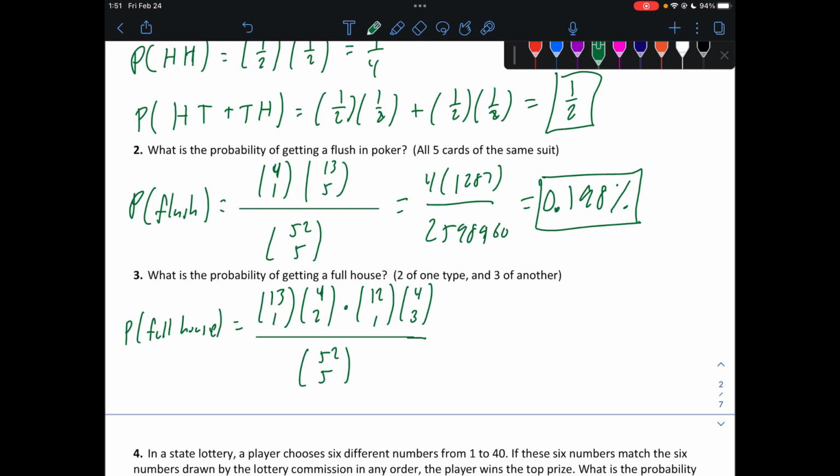Okay, so go ahead and put that all in your calculator. You can do this all as one and then divide it by this. You can do each one individually. It's totally up to you, but you should get, when you're done, 0.00144 or 0.144%.